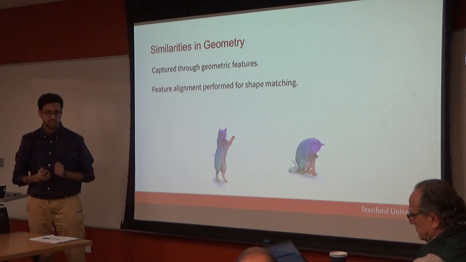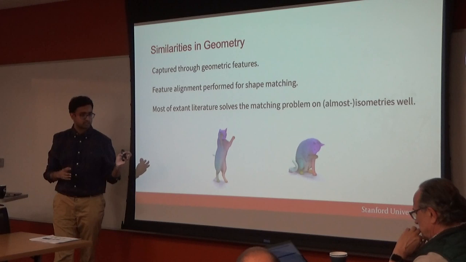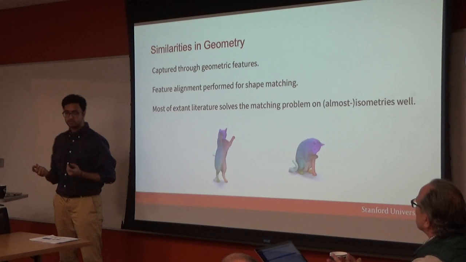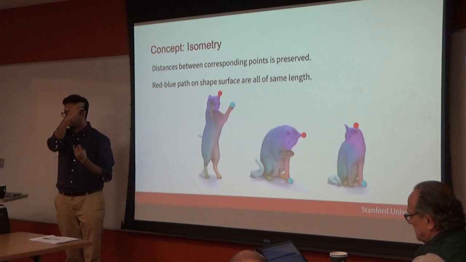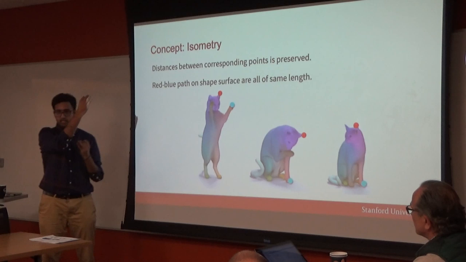This kind of technique has already been used well in existing literature to solve the problem for isometric or near isometric shapes. Now what are isometric shapes? So given a pair of shapes, if I tell you that they are isometric to each other, that means given a pair of points on the first shape, and a corresponding pair of points on the second shape across this isometry map, the distance between the first pair of points along the surface of the first shape and the distance between the corresponding pair of points along the surface of the second shape should be identical or near the same.